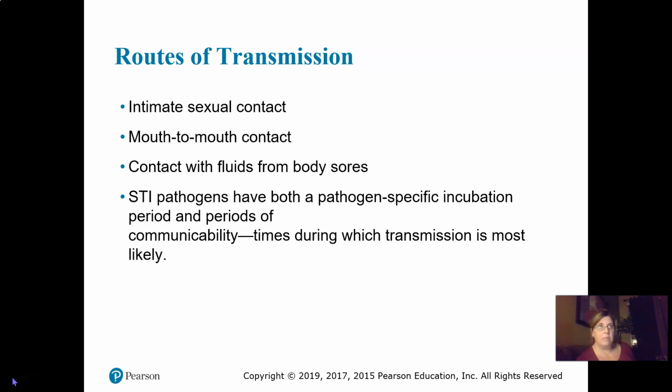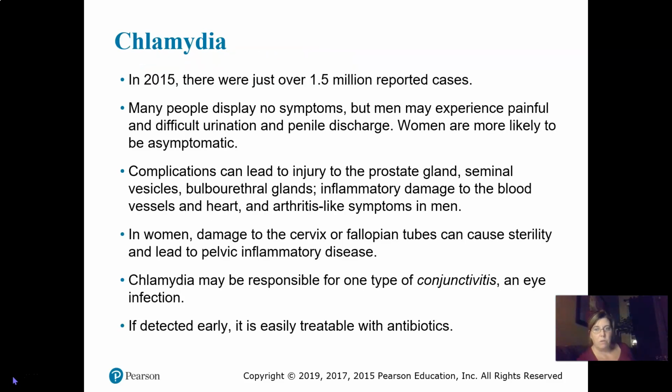So there are times when an STI can be dormant and there's a less likelihood of spreading, but there's times when there's a greater communicability, when there's like a flare in some of them. But even if you can't see the infection, if you have the infection, you can spread the infection.